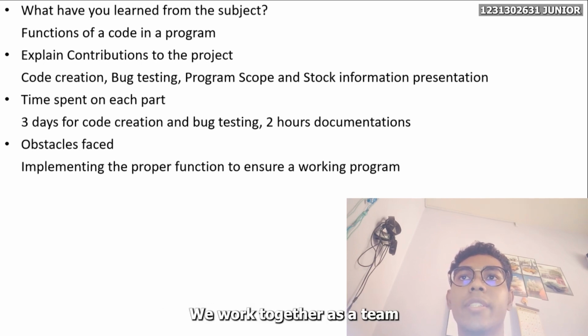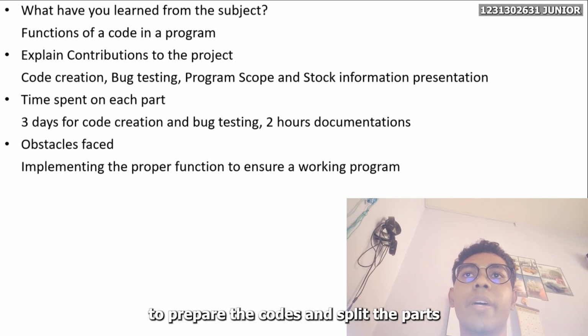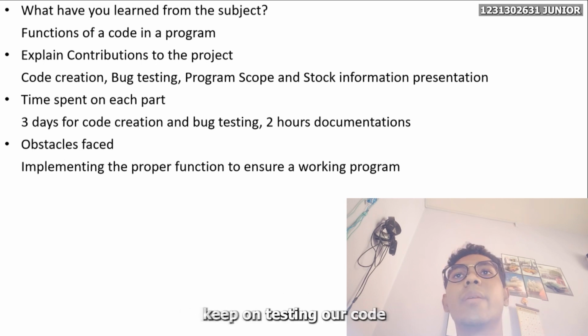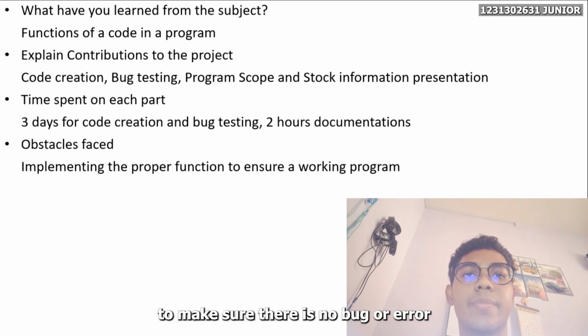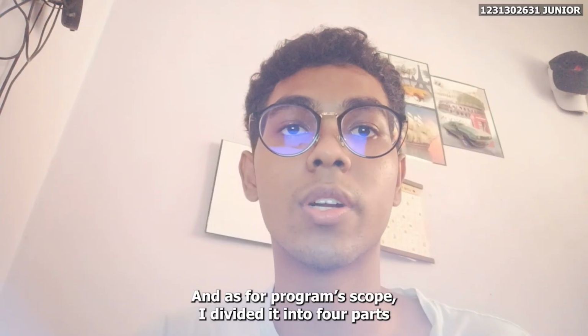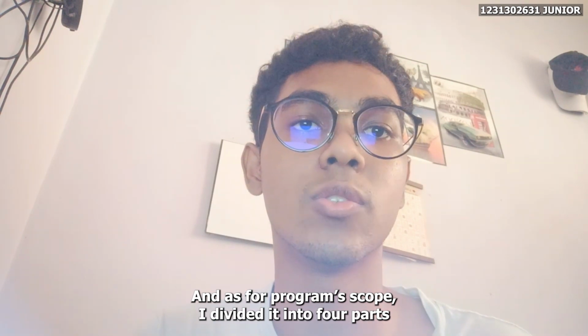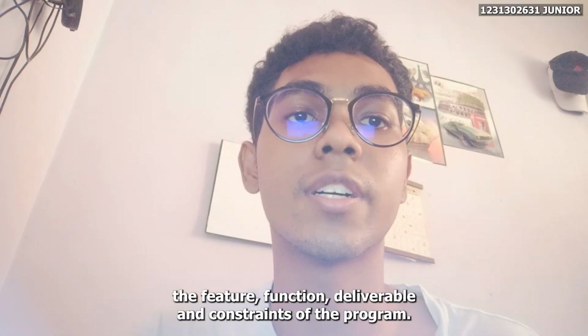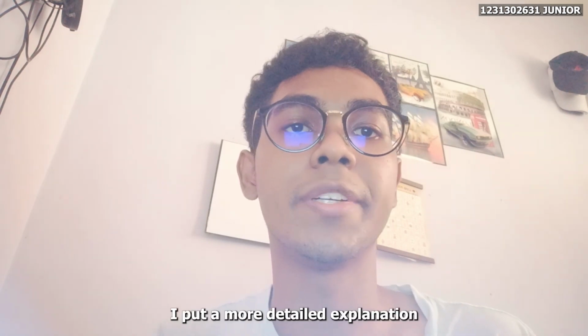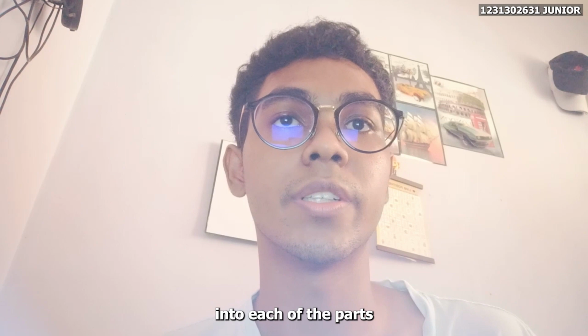We work together as a team to prepare the code and split the parts. And we have to constantly keep on testing our code to make sure there is no bug or error so that our code can function properly. And as for the program scope, I divided it into 4 parts: the feature, function, deliverable, and constraints of the program. I put a more detailed explanation into each of the parts.